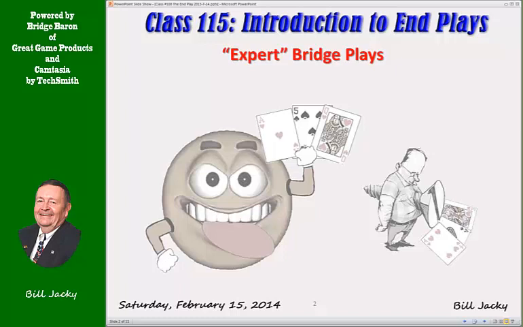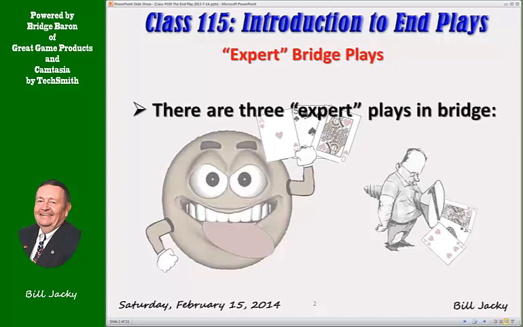Expert bridge plays fall into three categories. The first one is the end play, and that's what we're going to be covering for the next few days. The second one is a squeeze. That's another process, a specialized expert bridge play. And lastly, there's a whole collection of coups. A coup is some kind of a fancy play. Let's review what they are at least, and then begin with the end play.